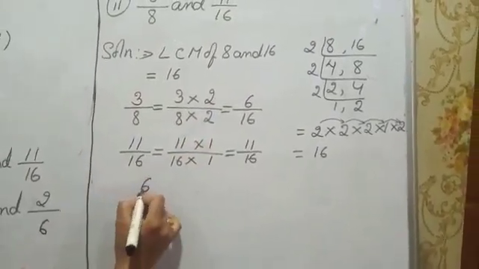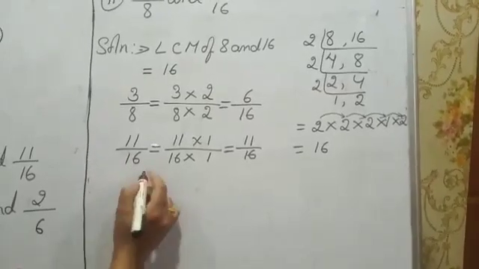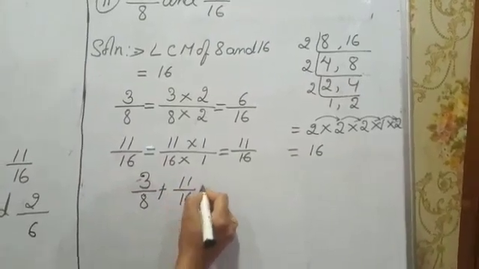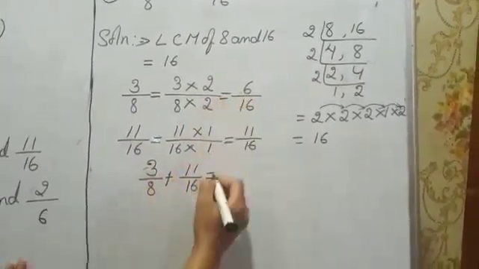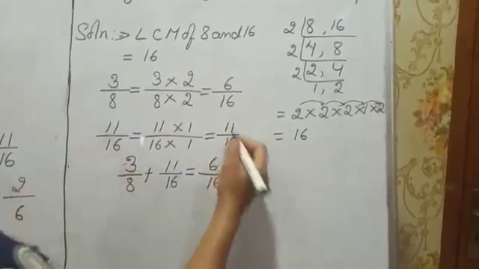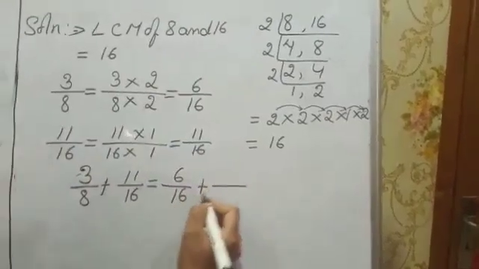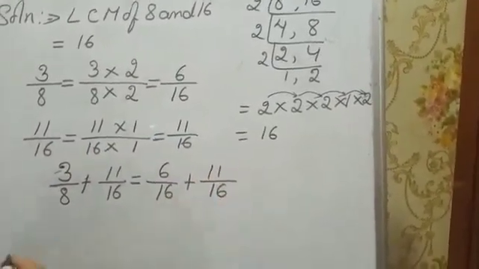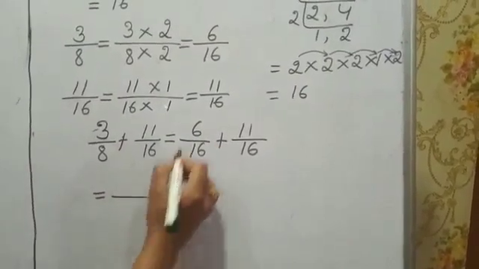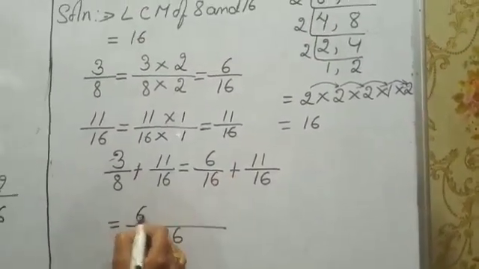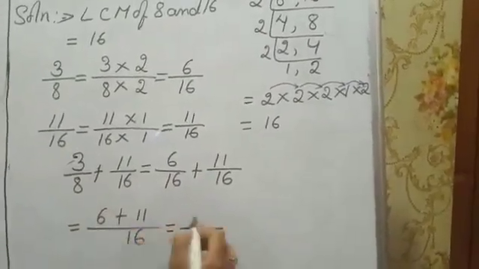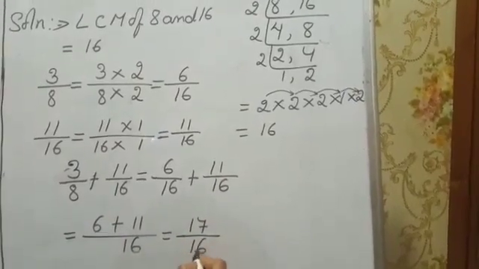Next step, we have to add 3 by 8 plus 11 by 16. Instead of 3 by 8 we can write 6 by 16 plus, and 11 by 16 will remain unchanged. Then, as we have a common denominator, we can take 1 by 16 and add the corresponding numerators, that is 6 plus 11, which is 17 by 16.